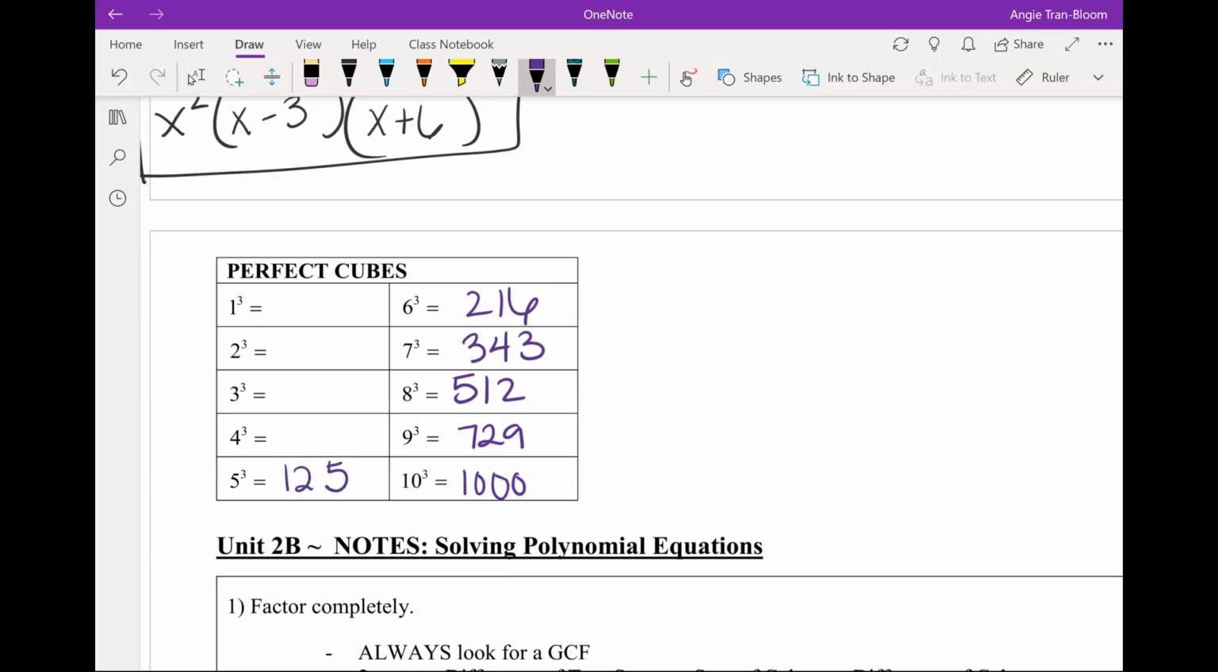Good. 4 to the third. Class? Yeah. These ones you should know. 3 to the third. 2 to the third. 1 to the third. Now, why do you think I'm bringing this up? Perfect cubes. We're in a unit called cubic. That means if you see these numbers, you should be able to recognize that it's factorable. Would you guys agree? Beautiful. Take out your project paper.